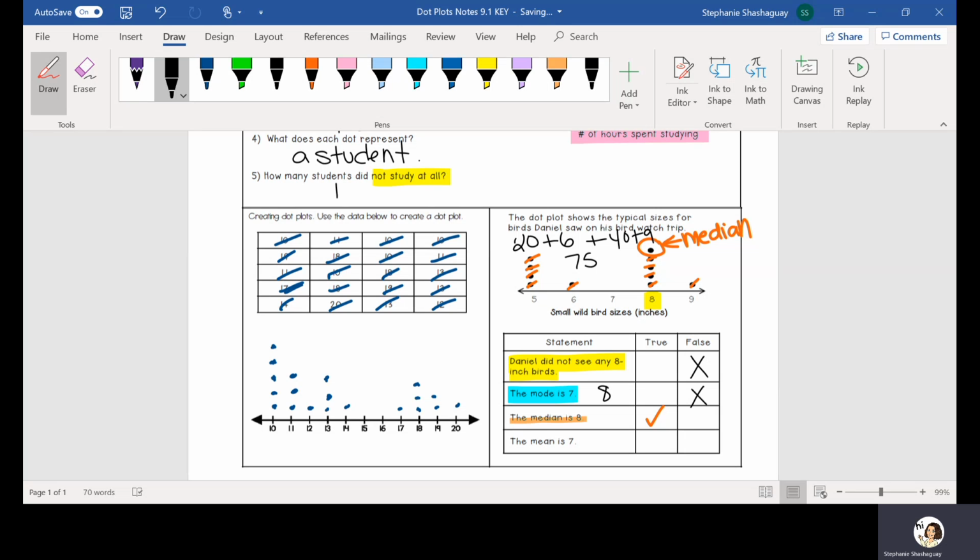And we have to divide that by the total number of birds that we had, which is 1, 2, 3, 4, 5, 6, 7, 8, 9, 10, 11. So 75 divided by 11 is equal to 6.8181. And so the mean is not 7 because it's 6.81 repeating. So that is a false statement, okay? So the mean is not 7 because when we figure out the mean or the average, you would have 75 divided by 11, which would give you 6.81 repeating.